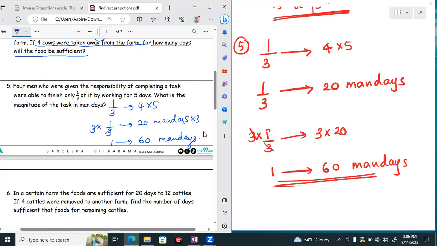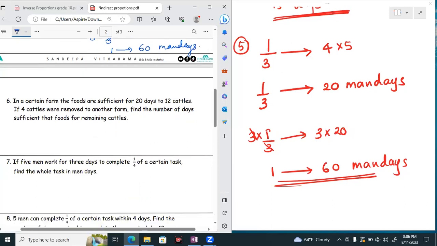Okay. Sixth one. Try this one. Sixth question.